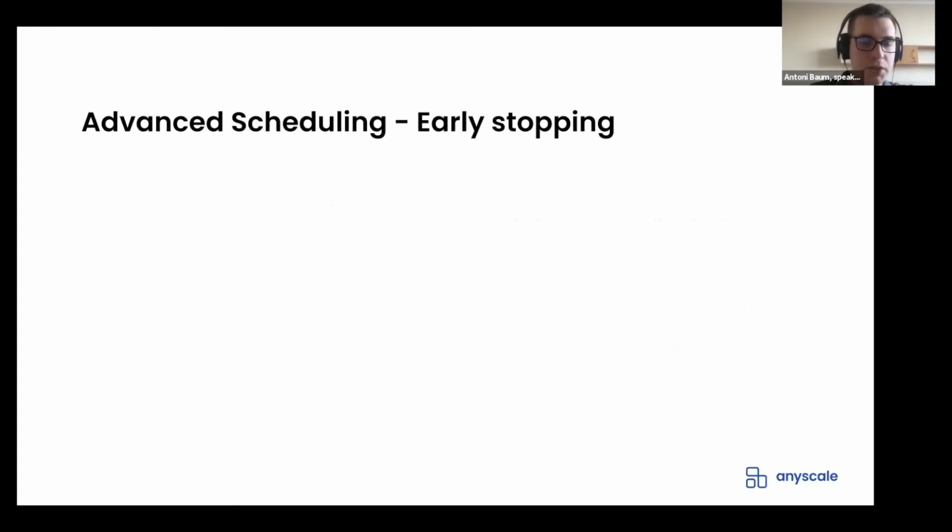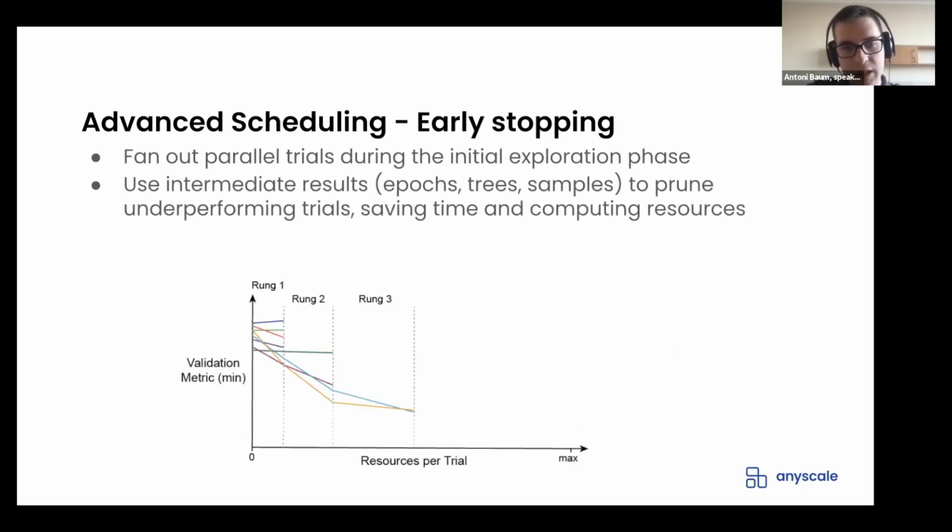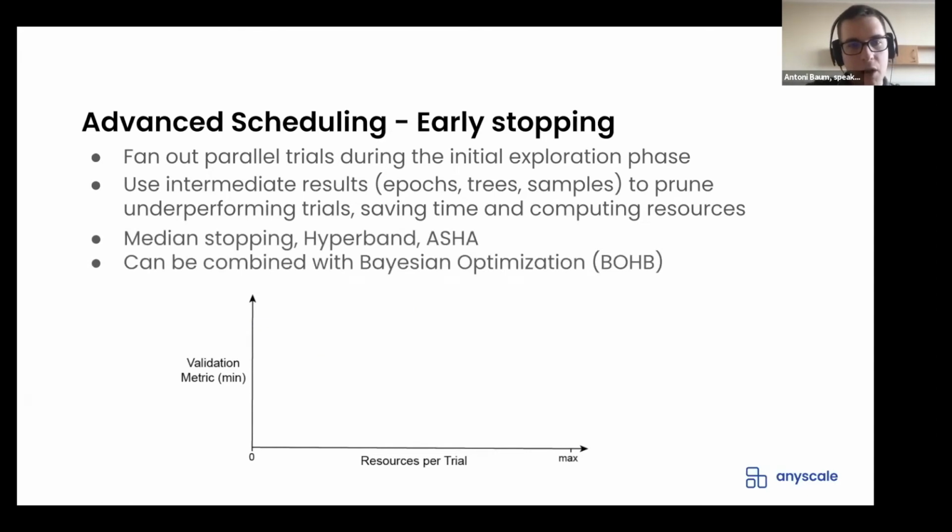Aside from choosing what configurations to evaluate, we can also improve the efficiency of our tuning by using advanced scheduling. This means that we use the intermediate results of a trial, such as epochs, trees, or samples, to prune underperforming trials, saving time and computing resources. There are various algorithms for that, such as median stopping, HyperBand, or ASHA, and they can sometimes be combined with Bayesian optimization. The figure here showcases the successive halving algorithm, where in each run, half of the worst performing trials are terminated, and the other half is let to run until their resources are exhausted. In practical terms, that would mean that more combinations can be tried without having to evaluate them fully.